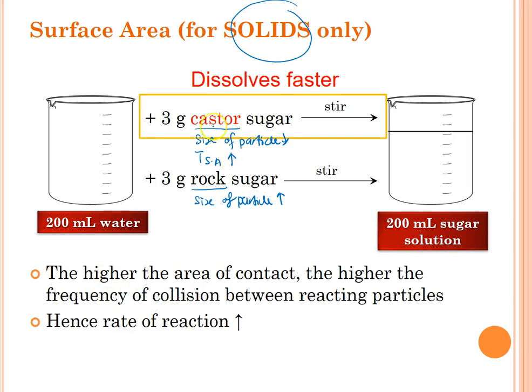Thus, the use of caster sugar has greater area of contact between reactant particles, which results in greater number of collision between the particles. Hence, the frequency of effective collision would increase. Hence, the rate of reaction also increases.